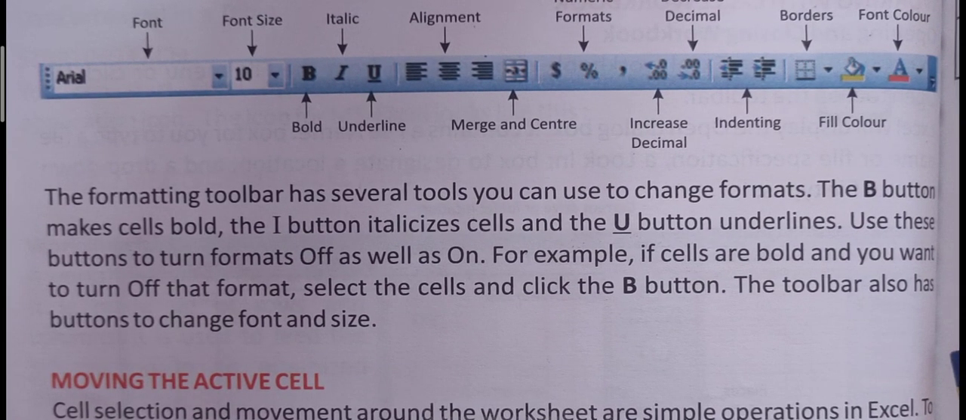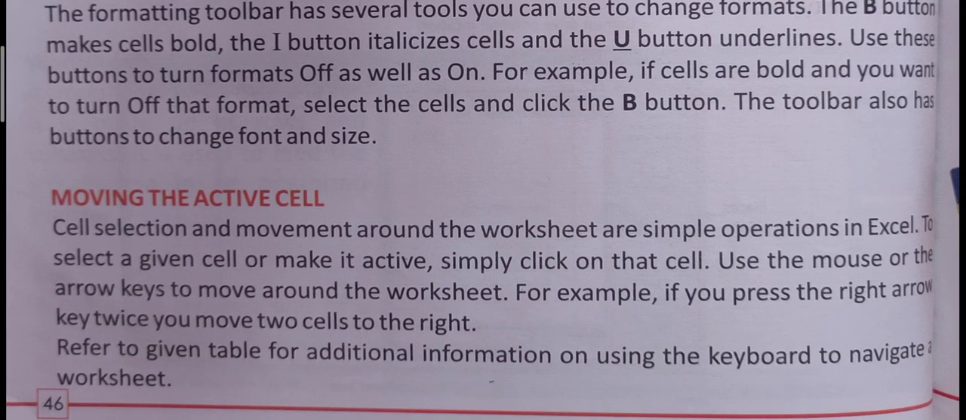The formatting toolbar has several tools you can use to change the formats. The B button makes the cells bold, the I button italicizes the cells, and the U button underlines, that we have learned in Word also. Use these buttons to turn formats off as well as on. For example, if cells are bold and you want to turn off that format, select the cells and click the B button. The toolbar also has buttons to change font and size, right? So, there is nothing new over here.